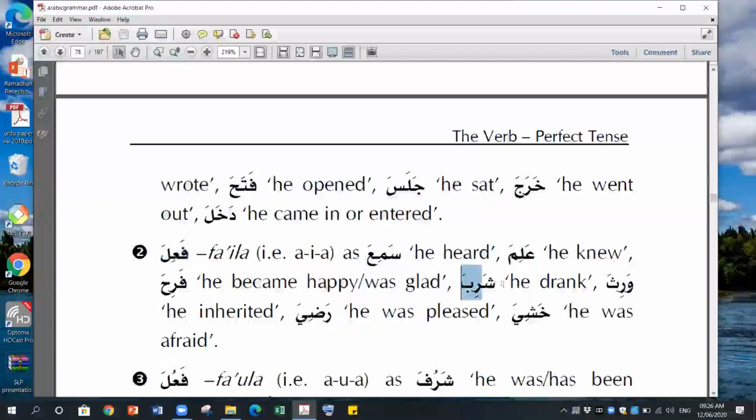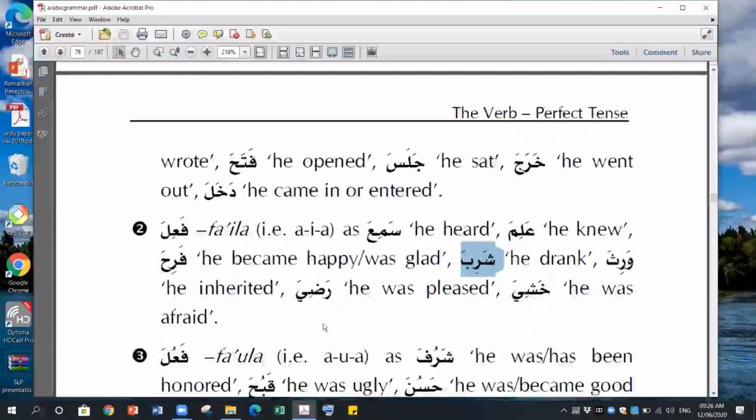Shariba, he drank. Waritha, he inherited. Radiya, he was pleased. We always say radiyallahu anhu. Now, can you translate Abu Bakr Siddiq, radiyallahu anhu? What does it mean? Radiya, he was pleased. Who is pleased? Allah. And who with? With him.